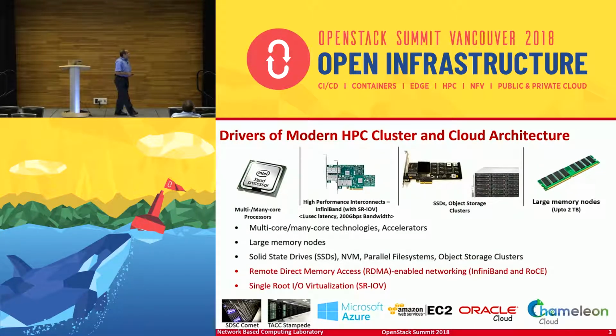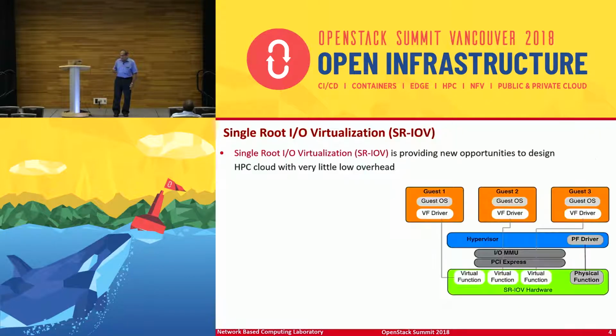So these are some of the drivers. In the current generation systems, we have multi-core, many-core systems, and high performance interconnects like InfiniBand and RoCE. They support SR-IOV. And then we have SSDs and object storage. These are the newer components coming to the system, and people also use very large memory nodes. So the question is how we can take advantage of all these latest technologies and still provide very good performance in a cloud environment.